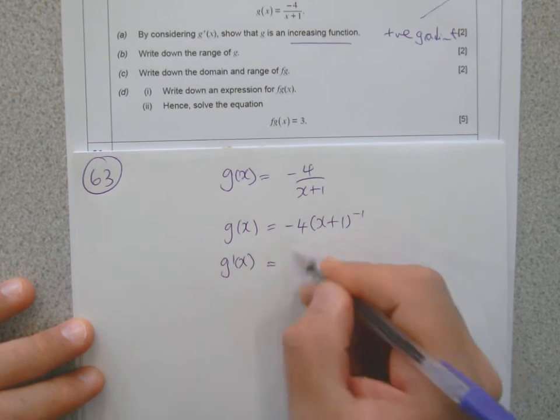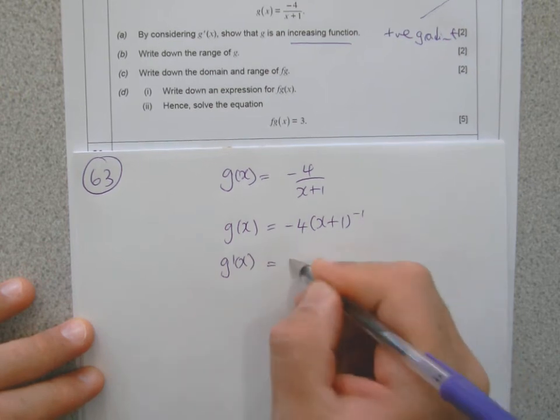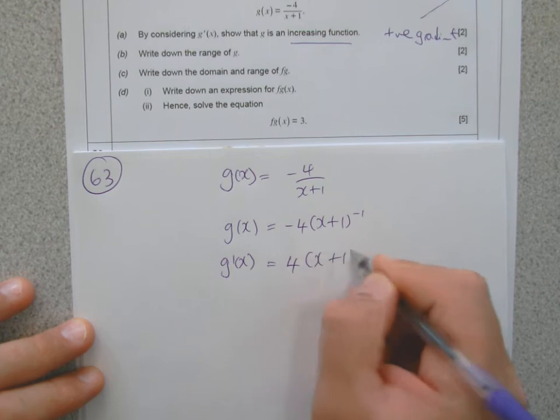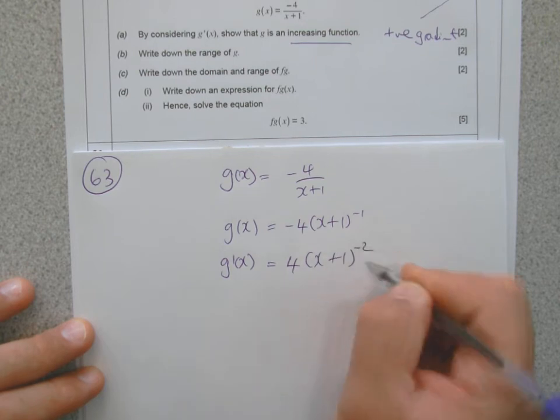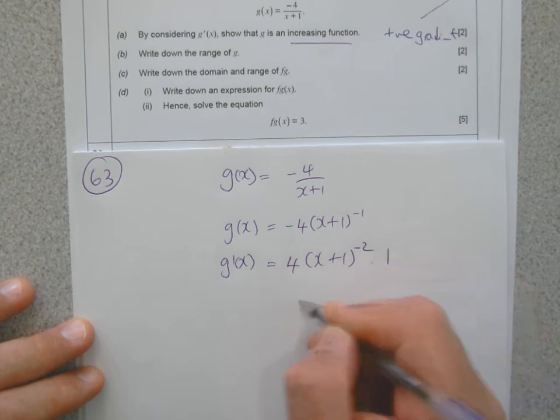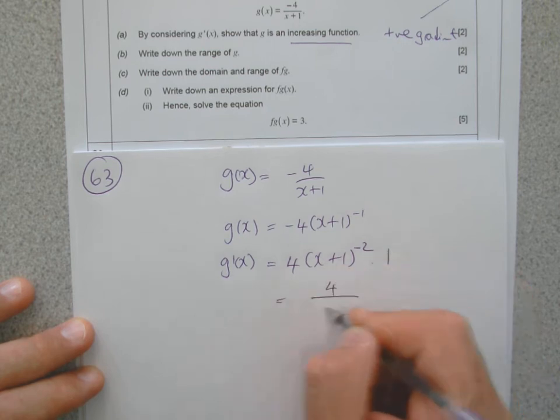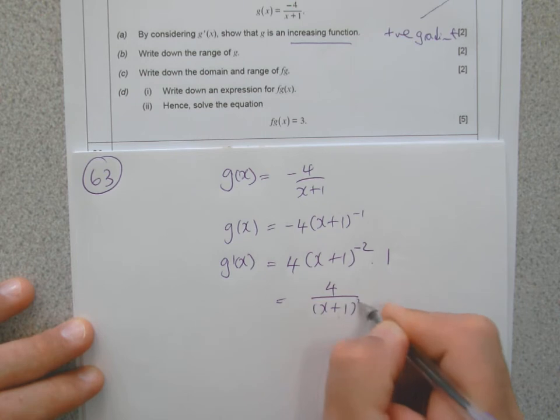So with that then, bring the minus 1 down and times by minus 4, so that'd be plus 4. x plus 1 then, and then take away 1 from the power, so you end up with minus 2. Times then the derivative in there, which is 1. So this then becomes 4 over x plus 1 all squared.